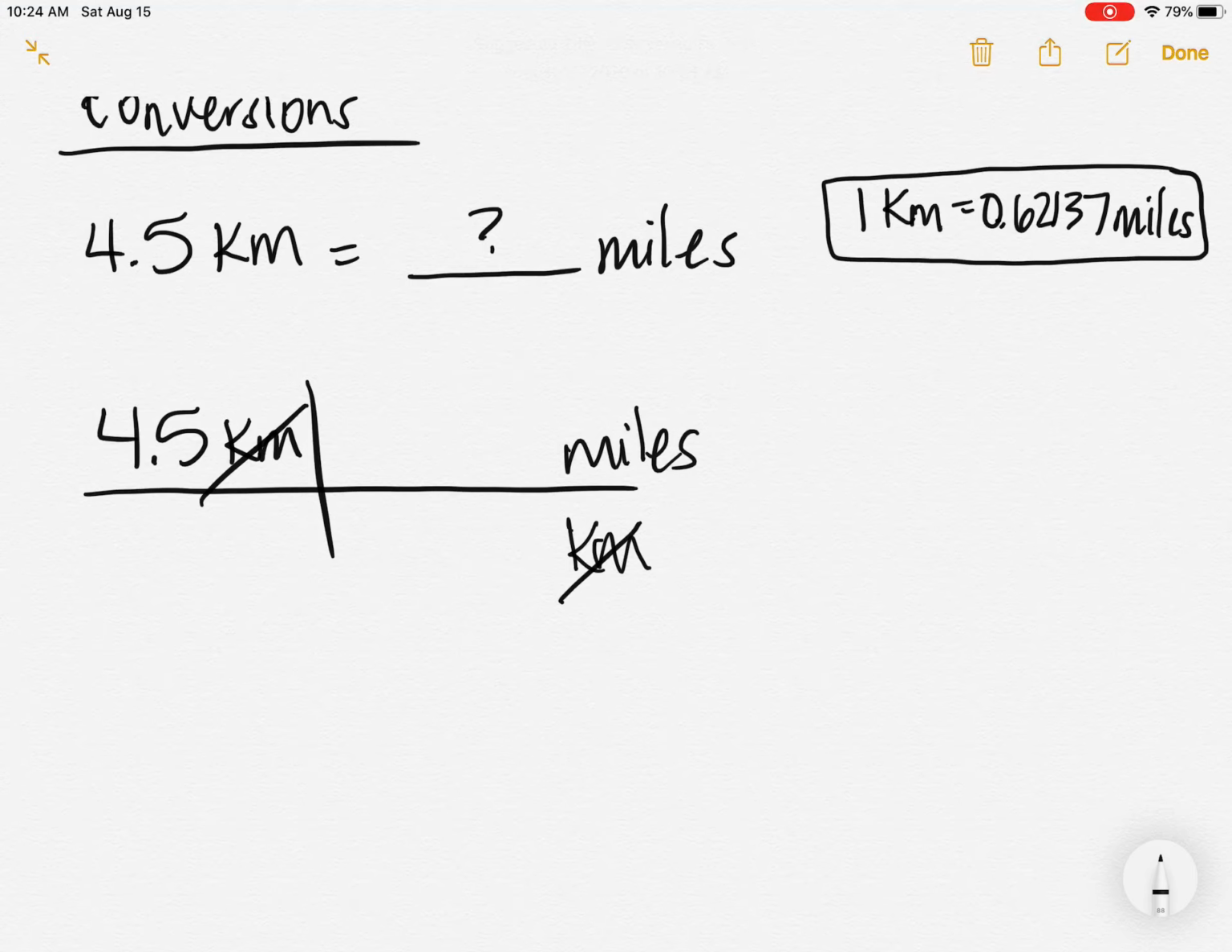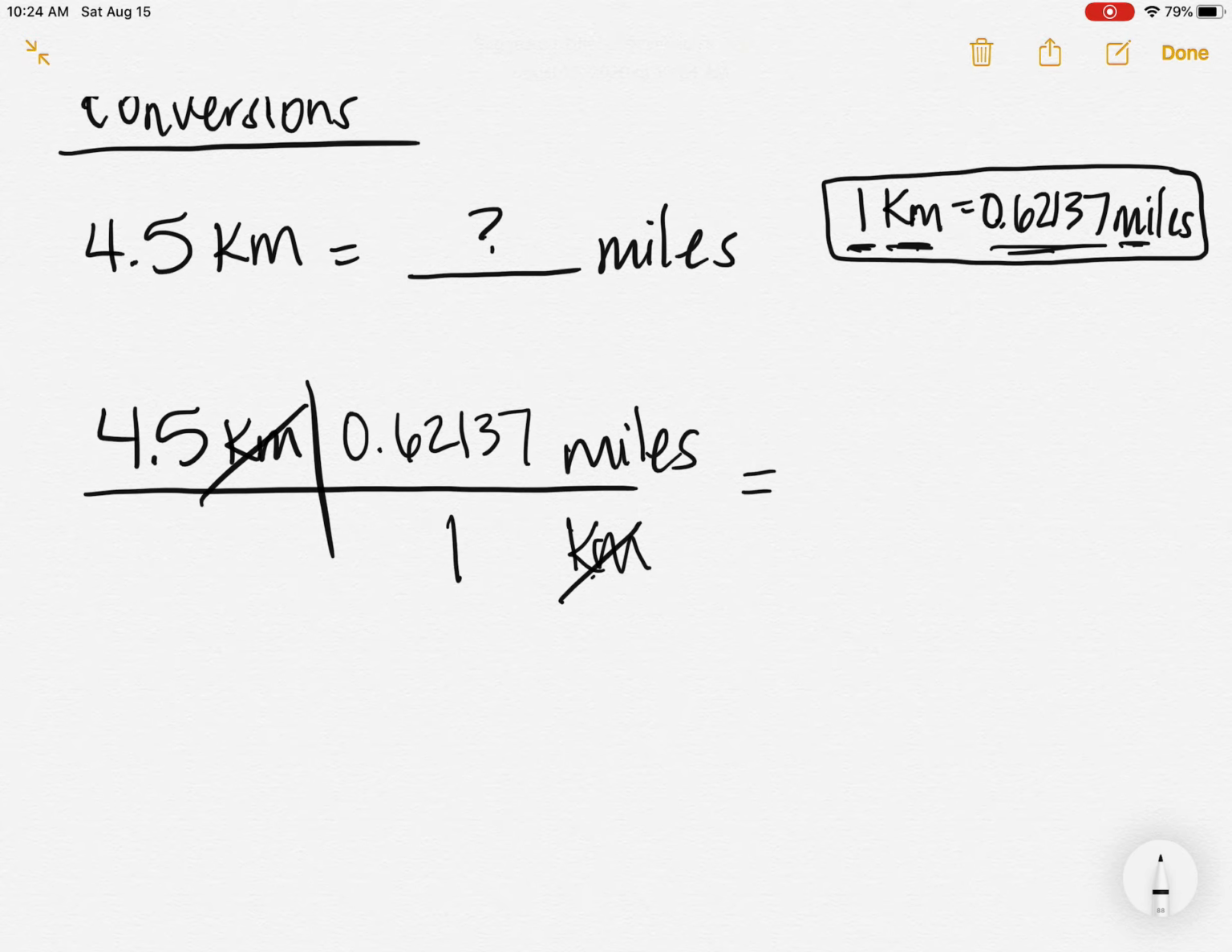So I'm going to use those numbers and insert them into my fraction. So it says 1 kilometer. So where I put kilometer, I'm going to put a 1 because that's what my conversion factor says. It says 0.62137 miles. So where I put miles, I'm going to put that number. Okay? And then this is just like dealing with fractions, like I'm multiplying fractions, okay?